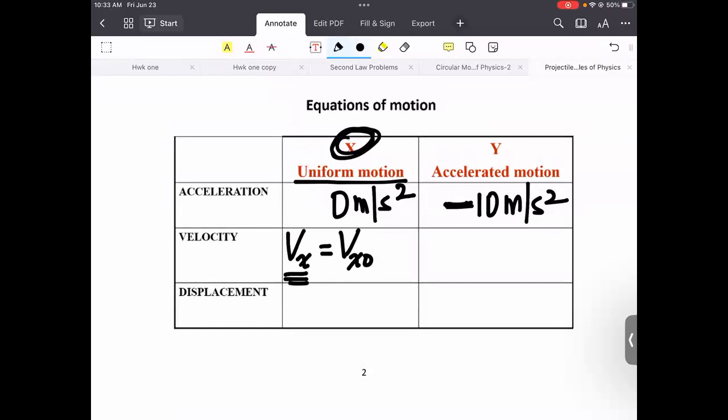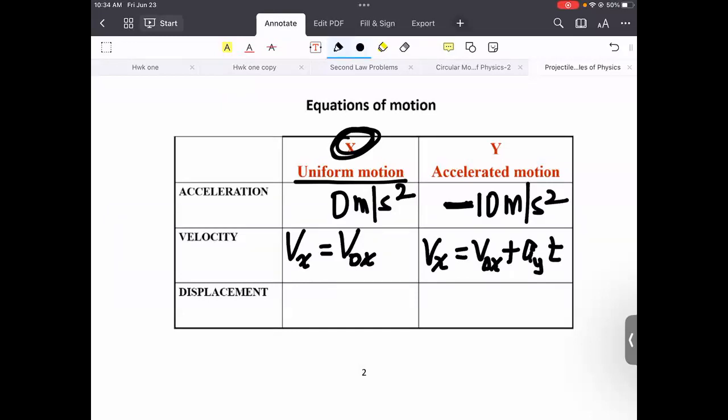I'm going to use this notation: v naught, but in the x direction, so it's the initial velocity in the x direction. And what about in the y direction? Velocity in general in the y direction will be v y, equal to v naught y, in other words, initial velocity plus acceleration in the y direction times time. So this will be the equation that we'll be using to find the velocity.